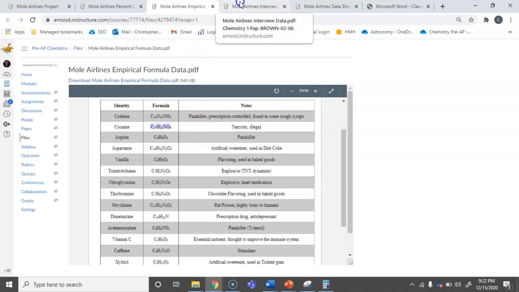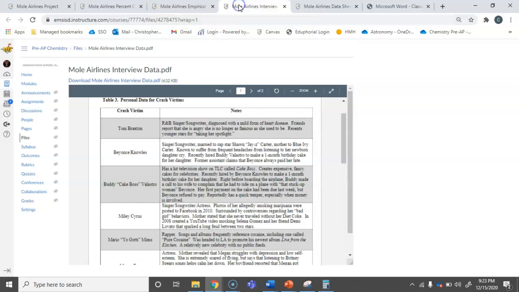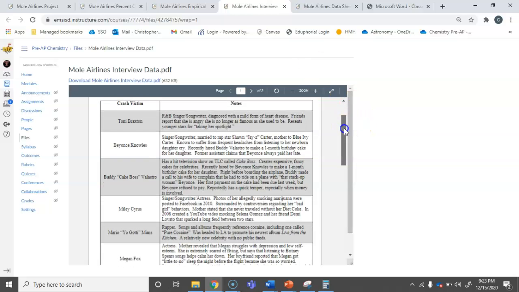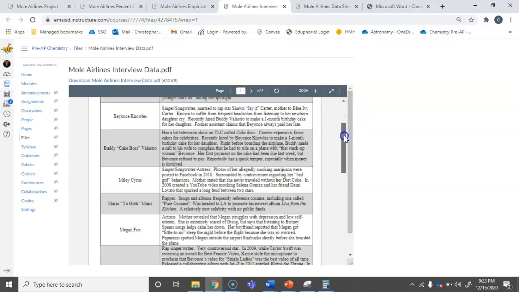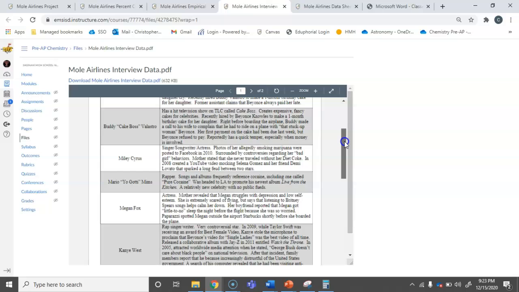Now that we know the identity of the substance, our next goal is to figure out which passenger possibly had the cocaine on them. On table 3, this is your collection of notes that the investigator has collected for you. This was all the information available prior to the plane. And this has all the different people on here. If we read the different descriptions, your job is to figure out which of these people might have possibly had the substance that you just calculated.